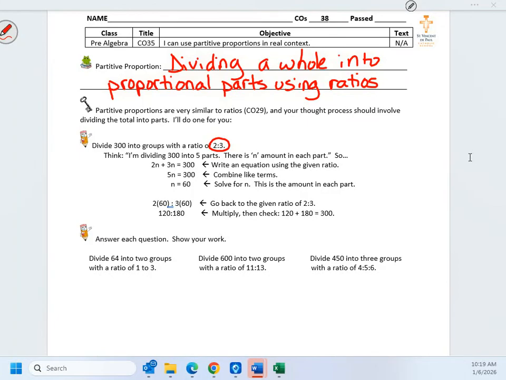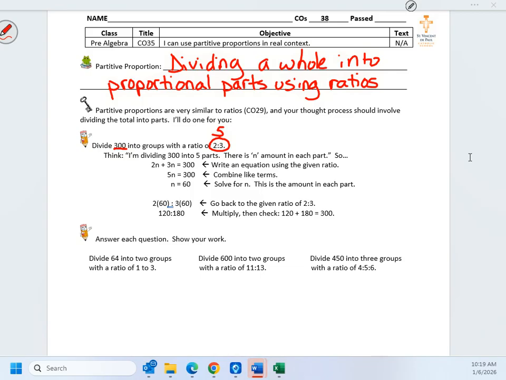We have to add them together to see how many parts altogether. So 2 and 3 gives us the 5 parts. Okay. So this is how it's a little different than what we've done, because we're adding our parts together to see how many parts altogether we're dividing it up into. So we're going to divide that 300 by 5 parts.